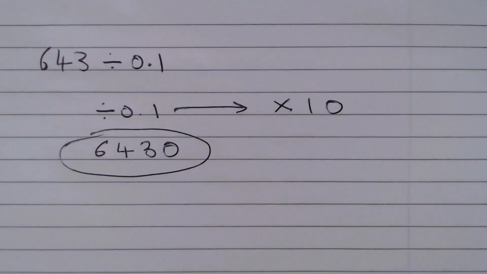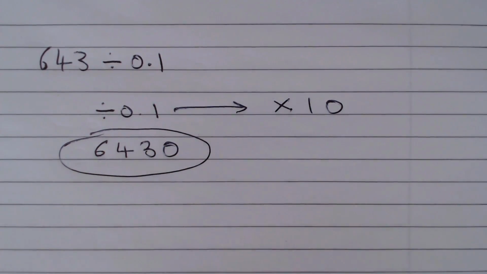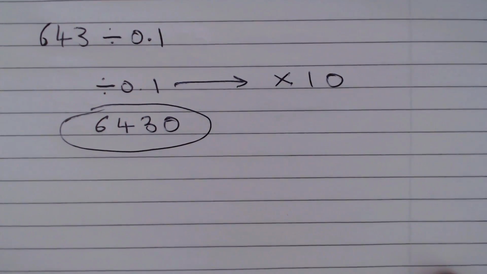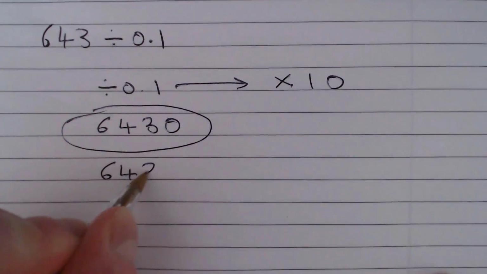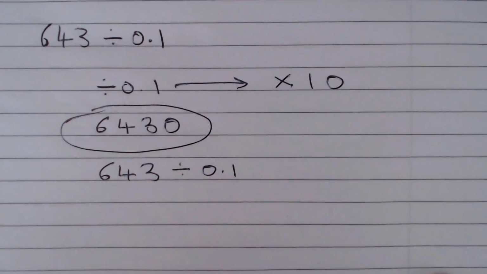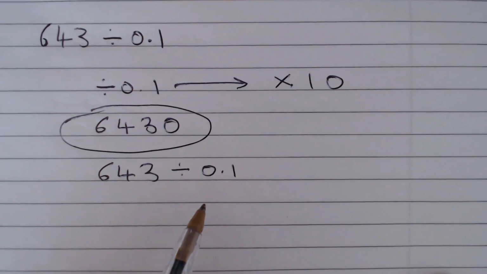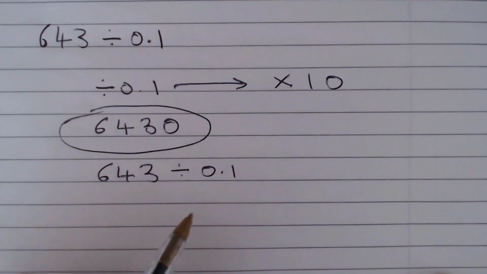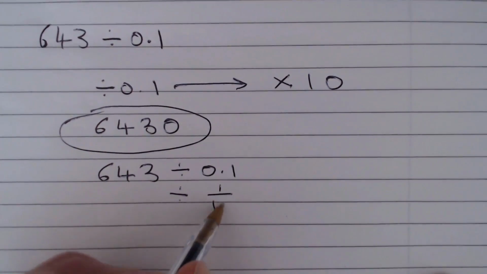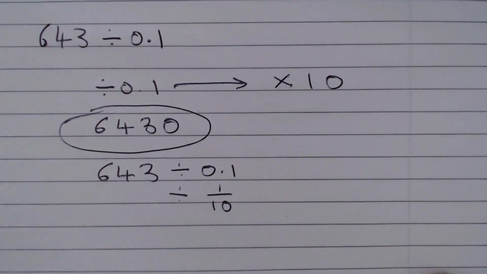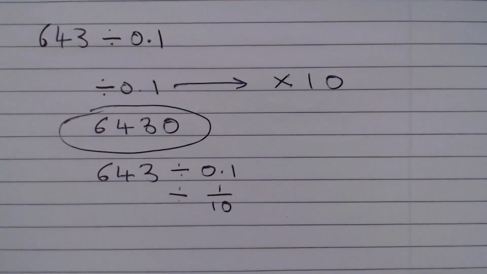Now if you didn't remember how to do this, there is another way around it, okay? So 643 divided by 0.1. Well, what is 0.1 as a fraction? Well, that's 1/10, okay? So dividing by 0.1 is the same as dividing by 1/10. But remember, if you divide by a fraction, that is the same as multiplying by its reciprocal. And by reciprocal, I mean if we flip the fraction.